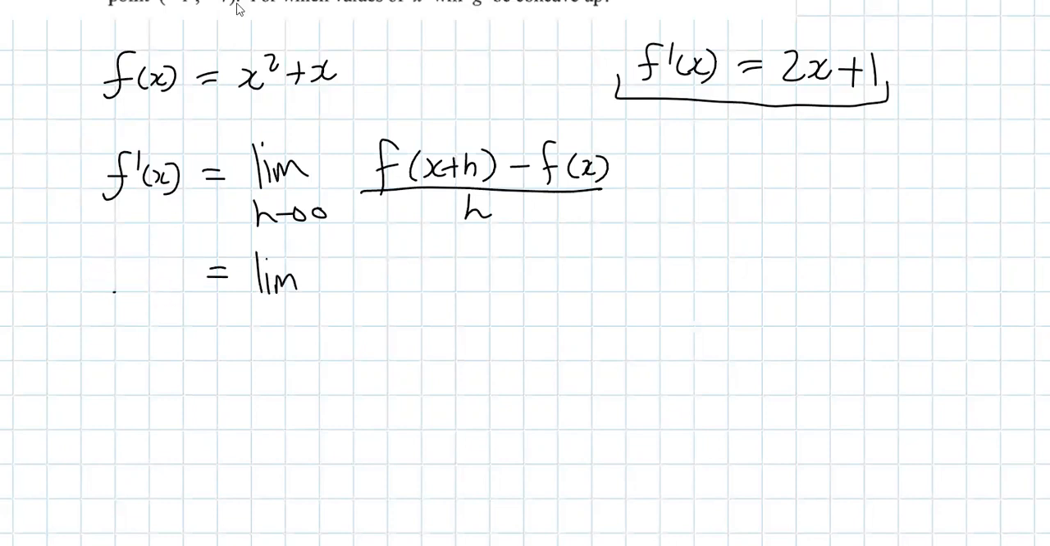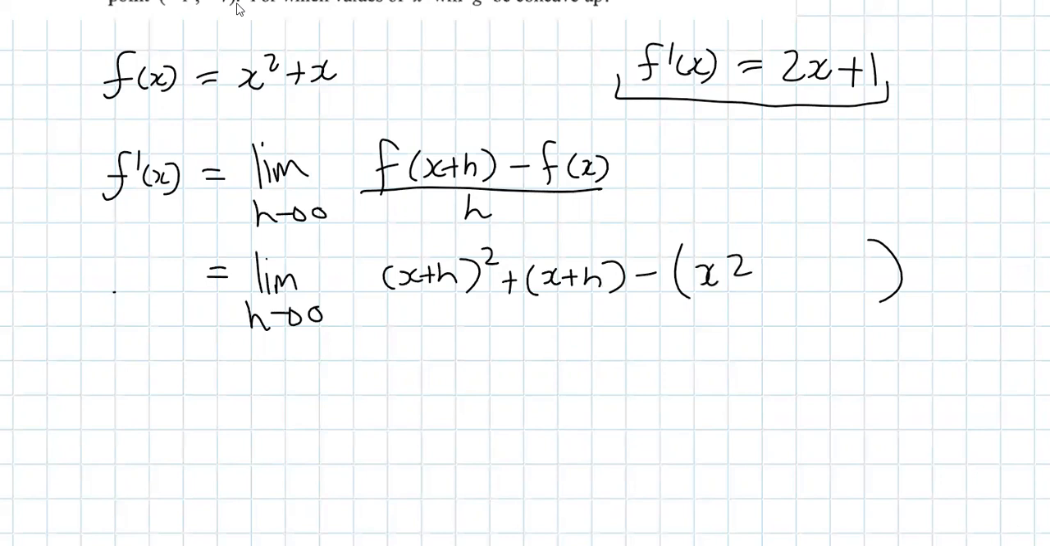So lim as h tends towards 0, f of x plus h, wherever we saw an x, we just switch it up for x plus h. So x plus h squared. And then we had a plus x, so plus x plus h. That's all minus, you can keep this in a bracket because the negative is going to affect it. It'll be minus x squared plus x if you do it in this way. All over h has not gone away yet.